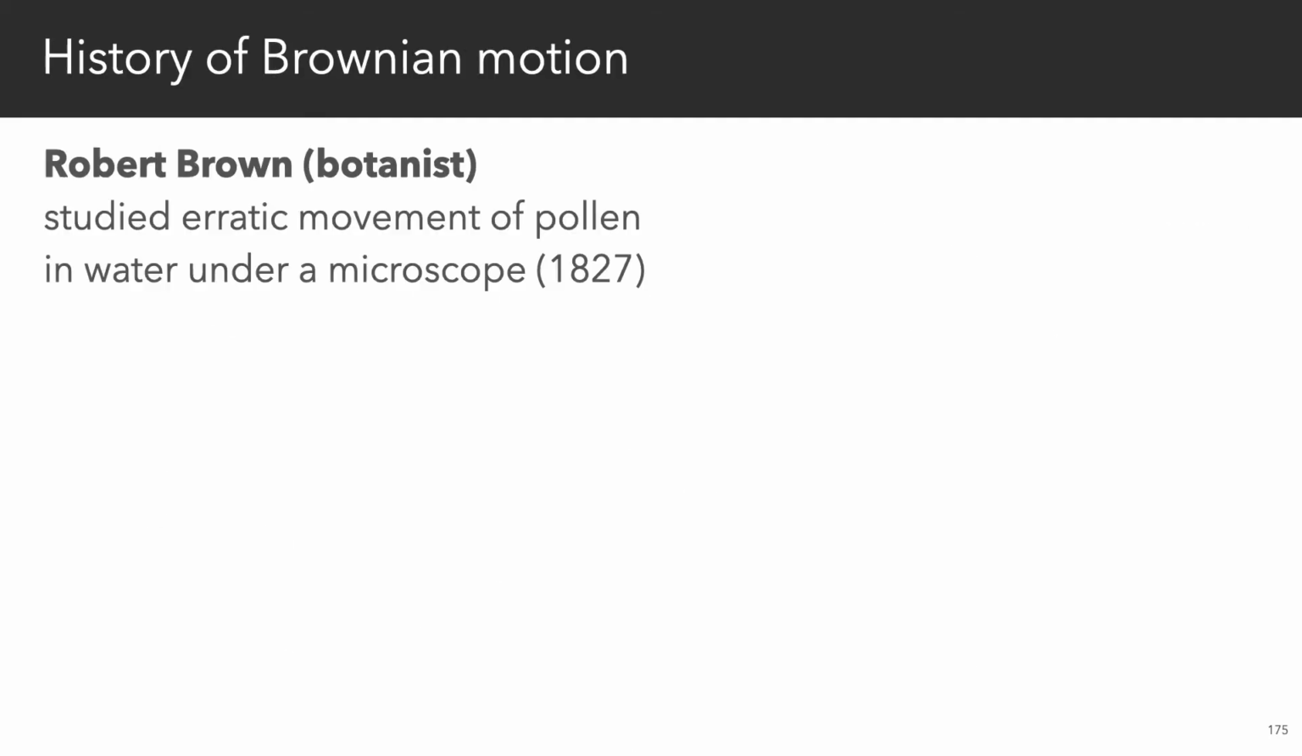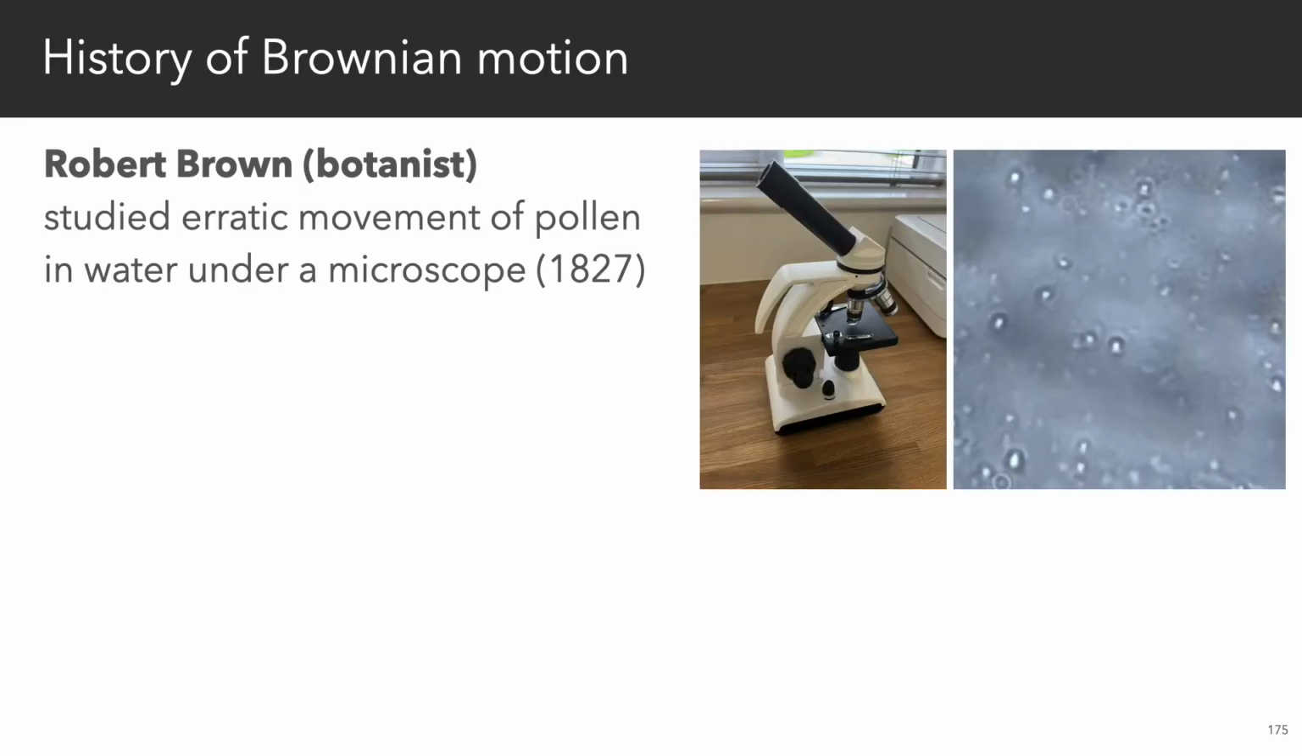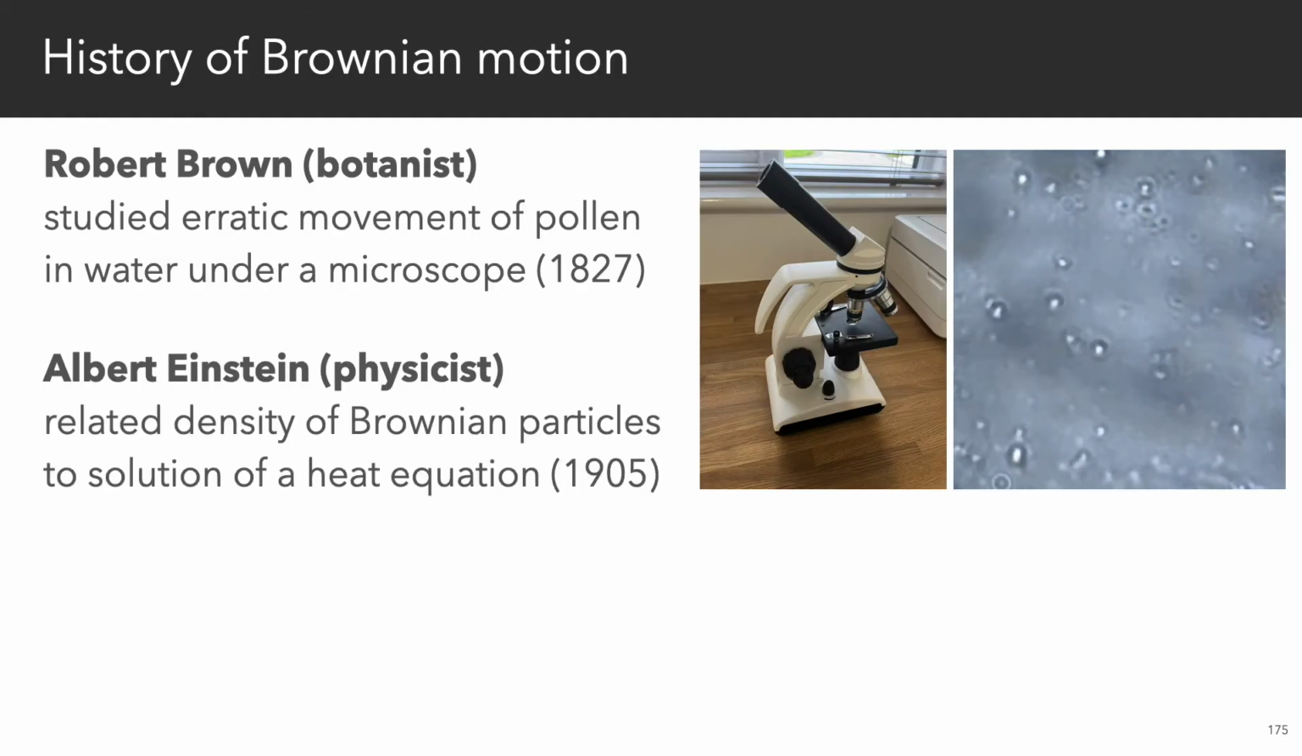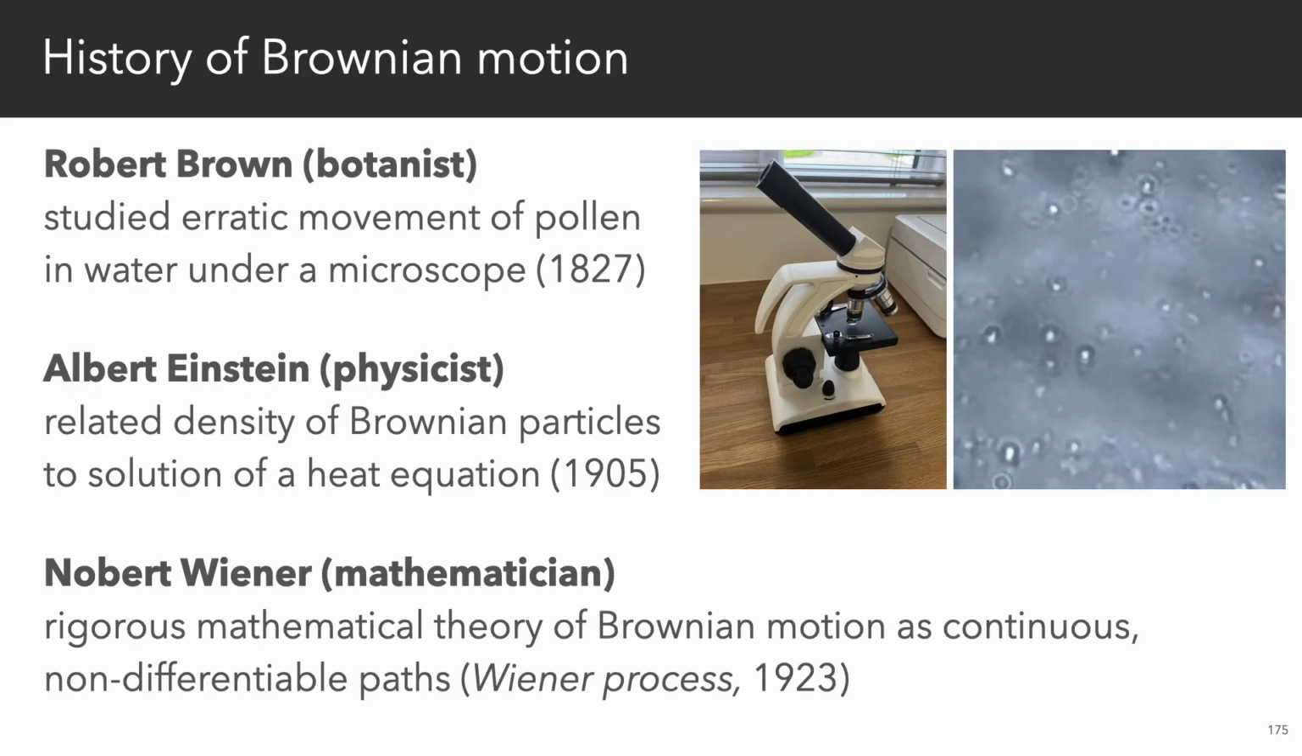Brownian motion is named after the Scottish botanist Robert Brown, who was the first to use a microscope to study the erratic movement of pollen in water in the 1800s. Then, in the early 1900s, Einstein related this random motion of Brownian particles to the solution of a heat equation and its steady state counterpart, the Laplace equation. And then in 1923, Norbert Wiener provided a rigorous mathematical framework for Brownian motion. The random process he described is now formally known as a Wiener process, and it's a key concept in probability theory.